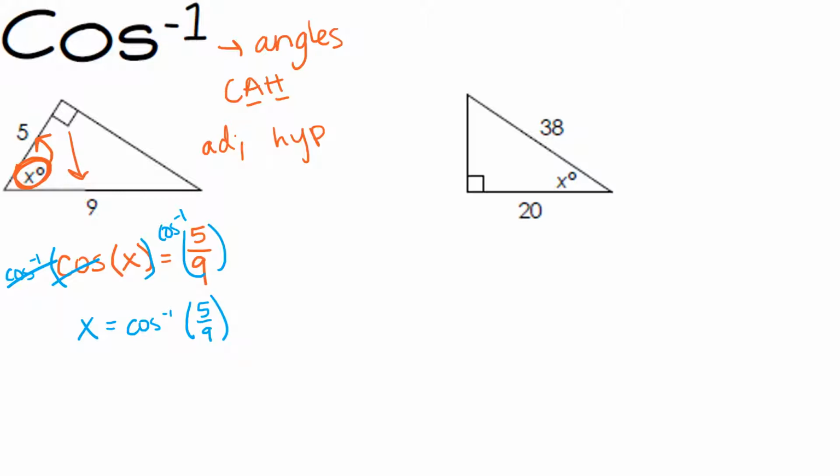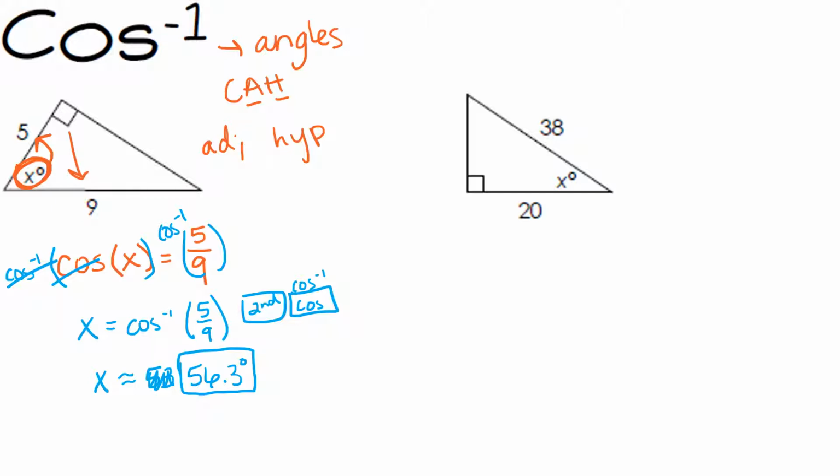Once we get to this point, my x is standing alone, so this is a calculator problem. We plug in cosine inverse. This should be above the cosine button, so you use your second button to get there. Then we type that in, and it should come back to be approximately 56.3 degrees. So when you type that into your calculator, this is what that x value becomes.